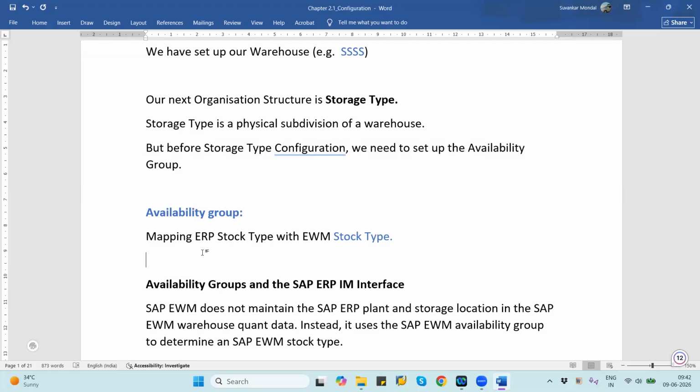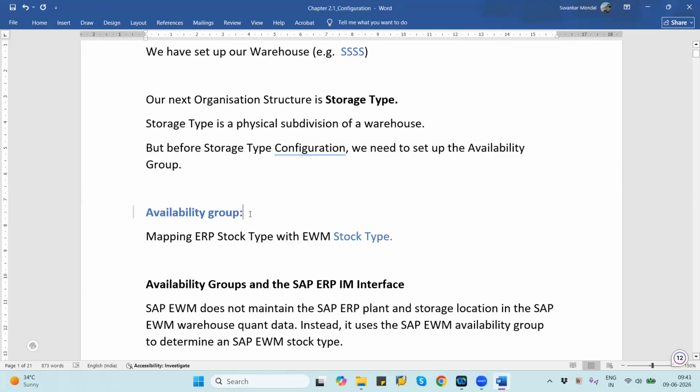Then how will EWM understand whether the stock is unrestricted, block or quality, and in which storage location it is, because we have combined two storage locations, ROD and AFS? If the stock is in ROD in the ERP system, how will EWM know that the stock is in ROD and not AFS? That is done by a mapping process, and availability group is the connecting point.